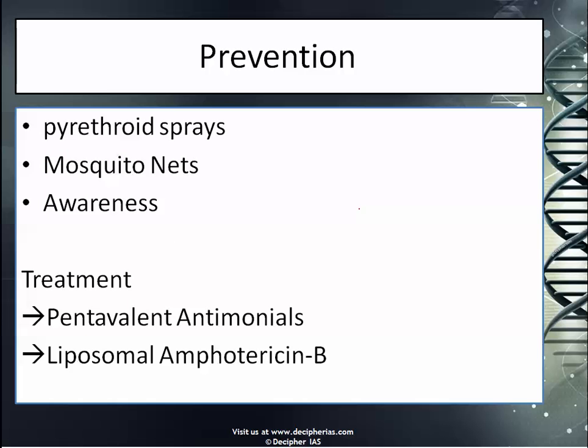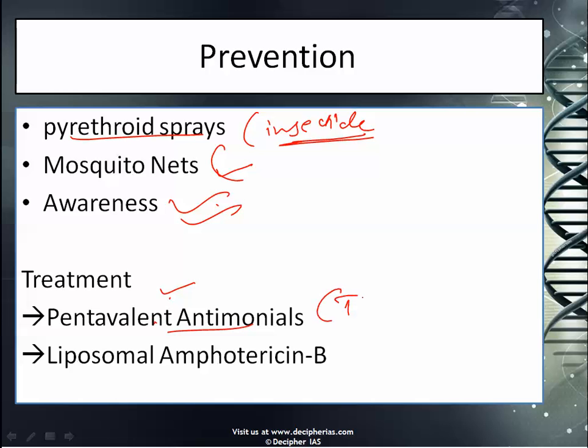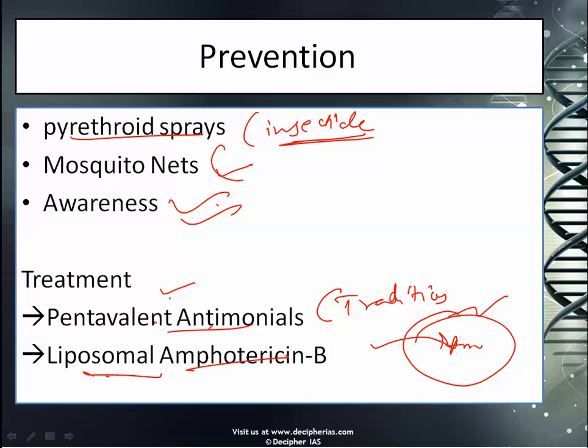Now, how can it be prevented? First of all, pyrethroid sprays. These are the insecticide sprays that we spray inside our homes. Then we should have mosquito nets, or machardani. We should create awareness. Then treatment is by pentavalent antimonials. This is the traditional treatment which we normally used to do. Now the treatment is by liposomal amphotericin B. Liposomal is a kind of nanoparticle in which amphotericin B drug powder, or in some other formulation, is put, and then it is given as an intramuscular injection.